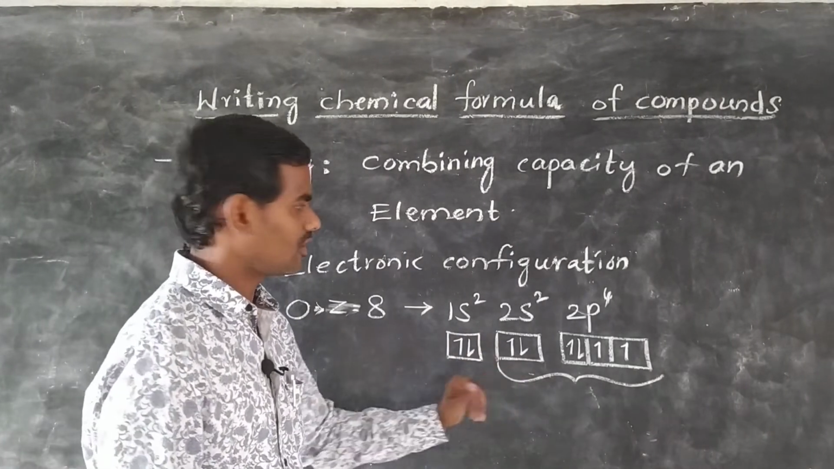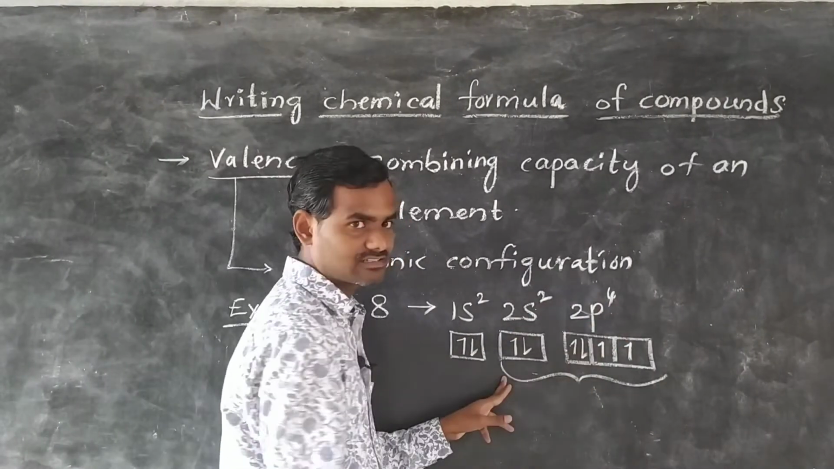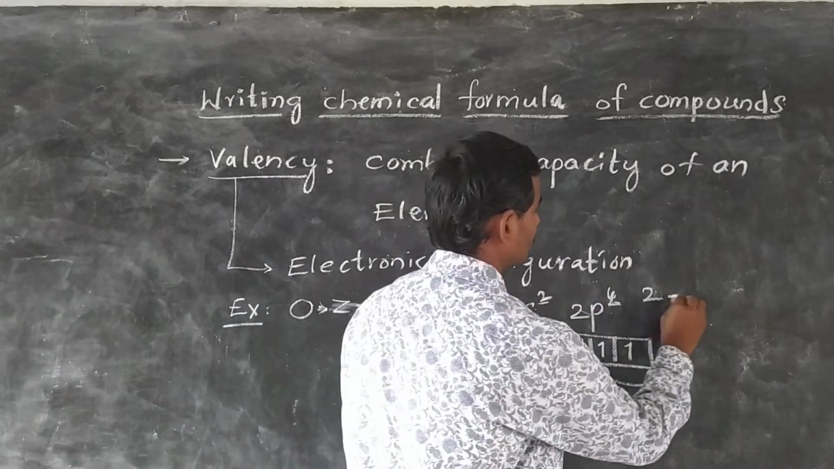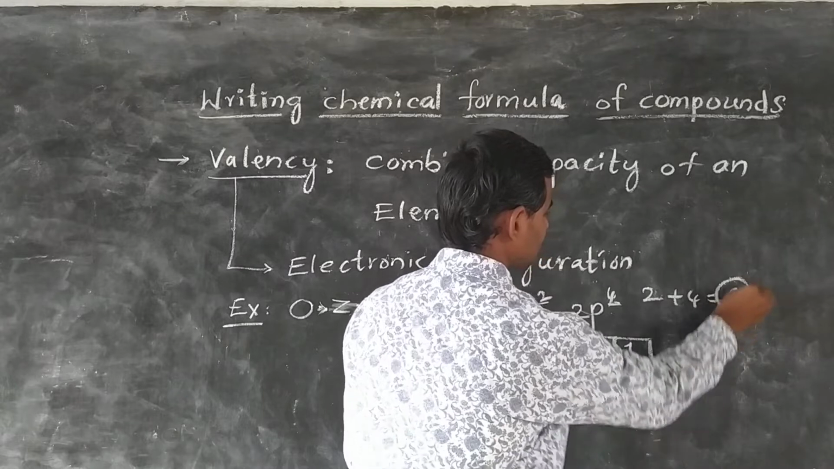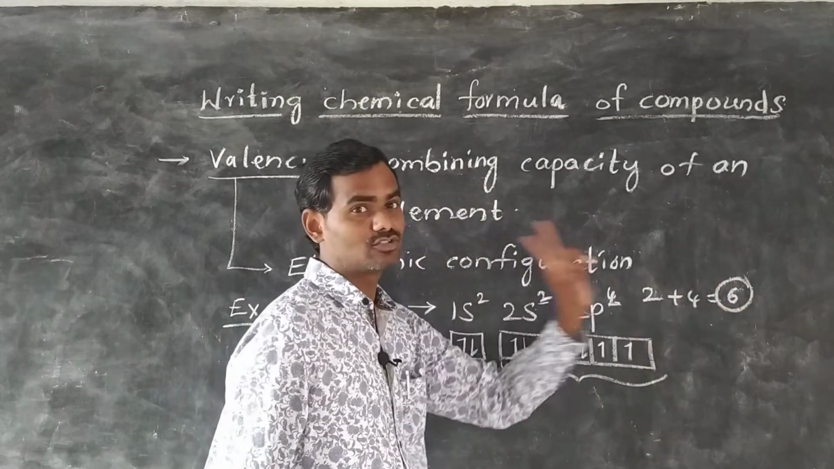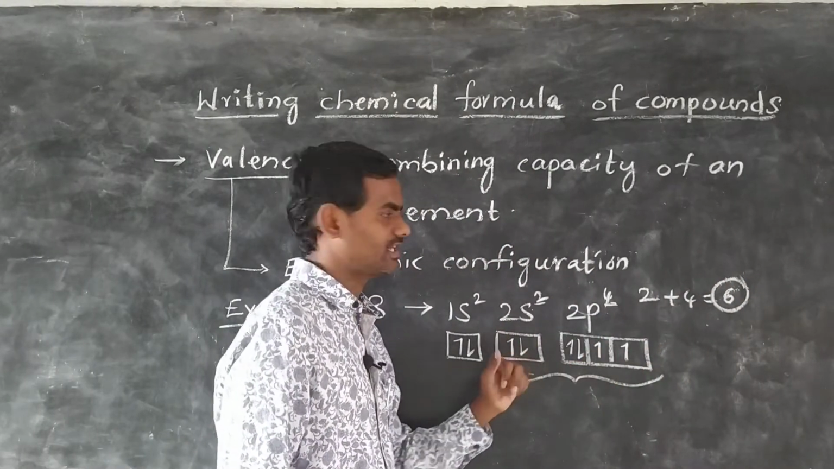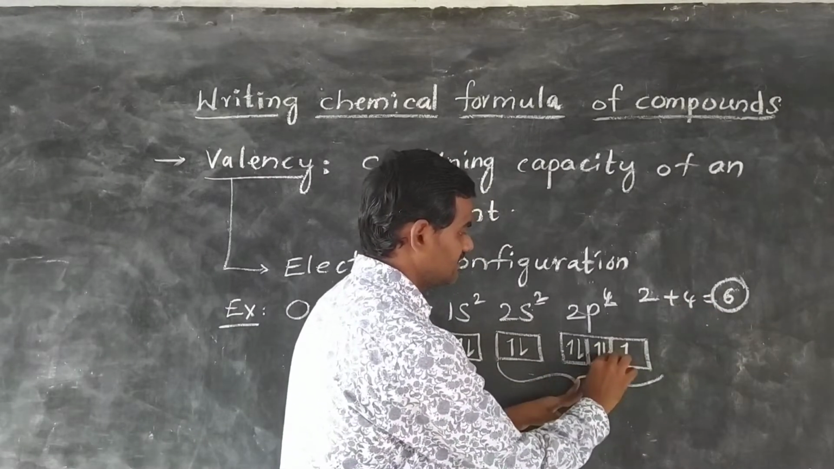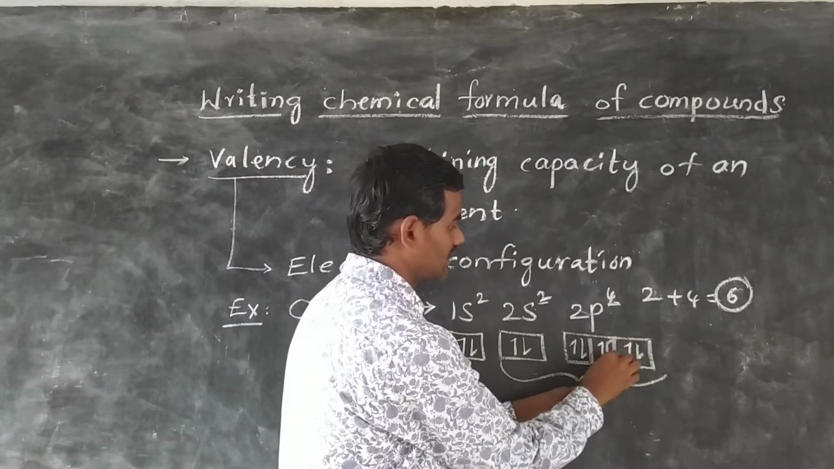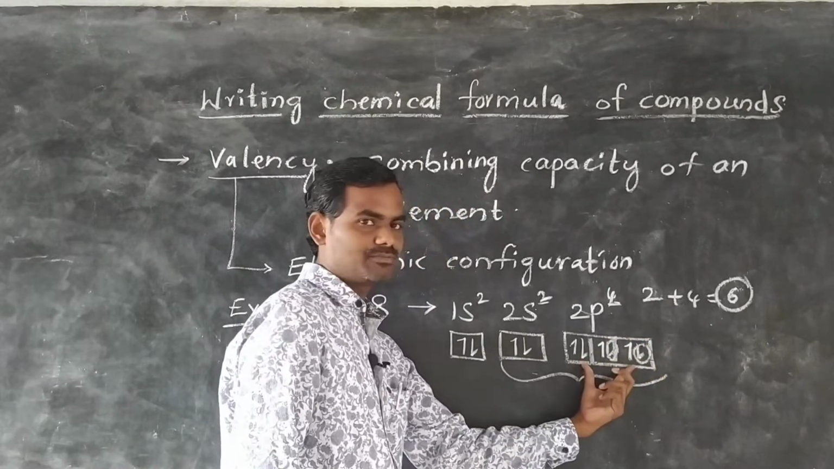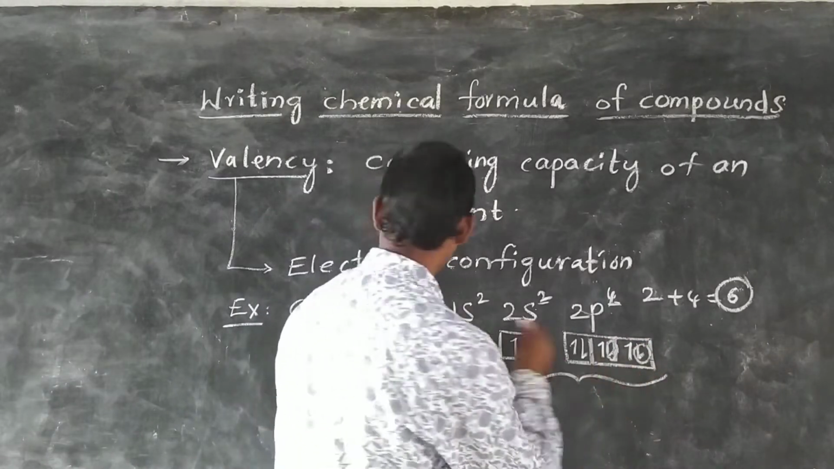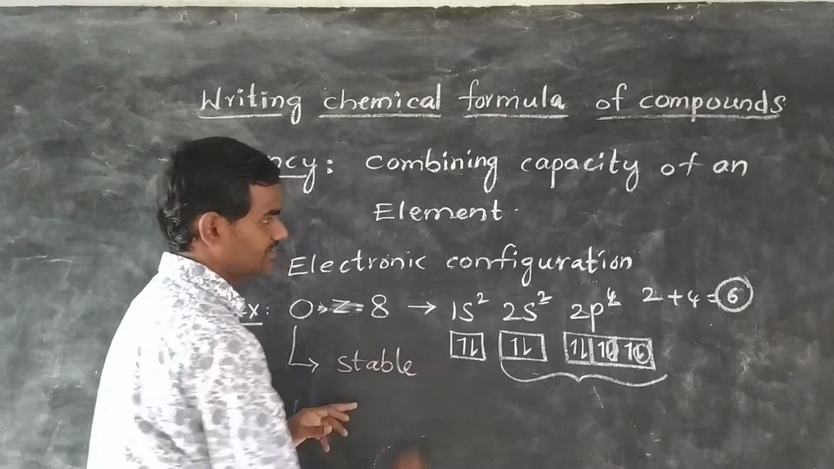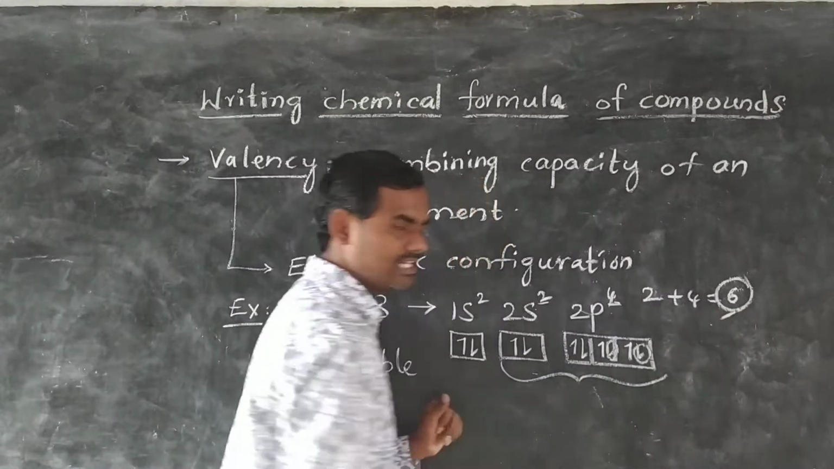In the outermost orbital, the total number of electrons is 6, that is 2 plus 4. It needs 2 more electrons to become stable. If it gets 2 more electrons, the unpaired electrons become paired and oxygen becomes stable.